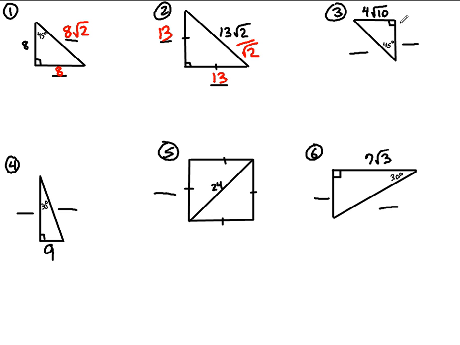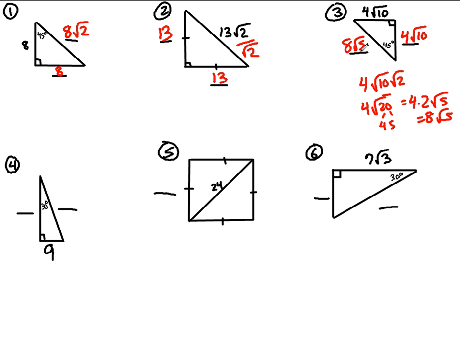All right, number 3, I'm given a leg. If I'm touching the box, that means the other leg must be the exact same. So to get to the hypotenuse, I need to do that leg times the square root of 2. That's the same as 4 times the square root of 20. But I can rewrite that. 20 can be broken down into 4 and 5. The square root of 4 is 2. So I have 4 times 2 times the square root of 5, or 8 square roots of 5. So my hypotenuse is 8 root 5.